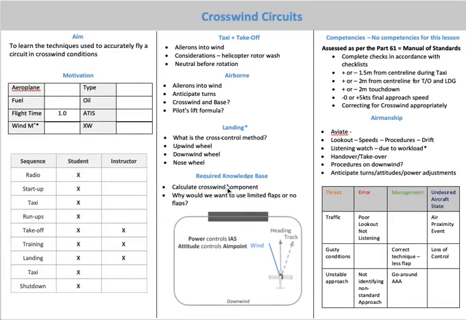So the aeroplane, we're in Alpha Bravo Charlie. Type is a Warrior. Fuel, let's say we've got 120 litres, which is plenty. Oil, we've got 6.5 quarts. Flight time is 1 hour. ATIS, let's say we've got information India.